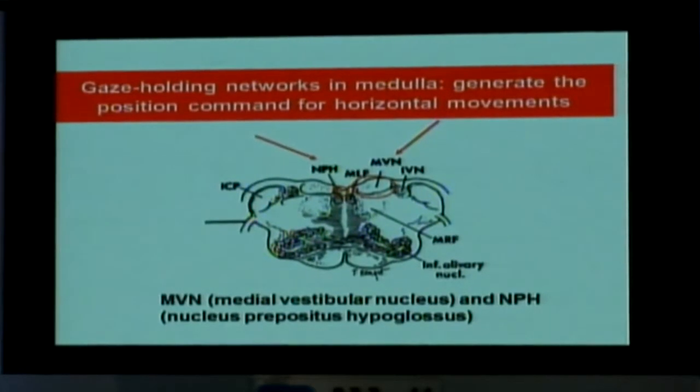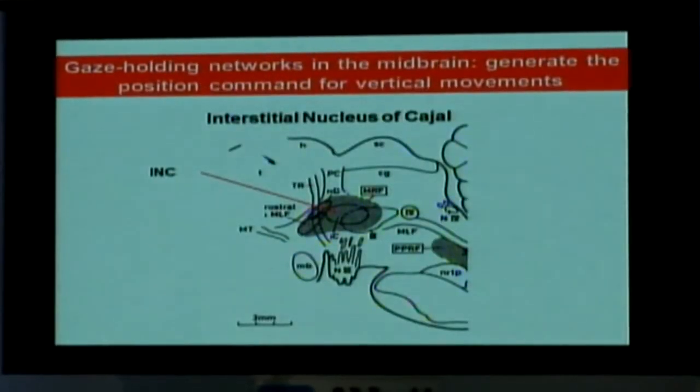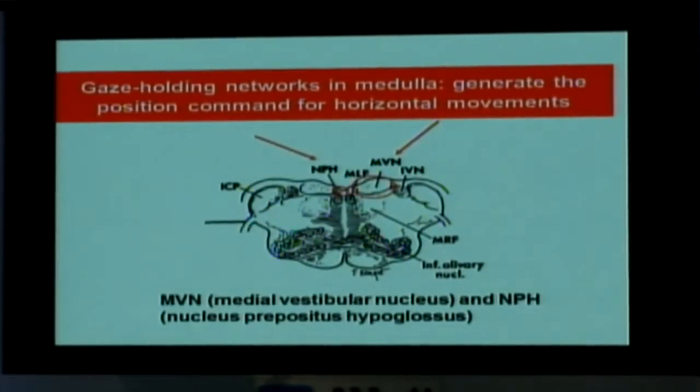The last little bit of anatomy is the structures that are responsible for holding gaze. If you can't hold gaze, you have nystagmus. So in the medulla, we have the structures that are important for holding horizontal gaze, and that's the medial vestibular nucleus and the nucleus prepositus. And for the vertical system, I've already told you this, we have the interstitial nucleus of Cajal. So three nuclei to remember: interstitial nucleus of Cajal for vertical, and medial vestibular nucleus and nucleus prepositus for horizontal. We'll come back to those when we talk about nystagmus later.